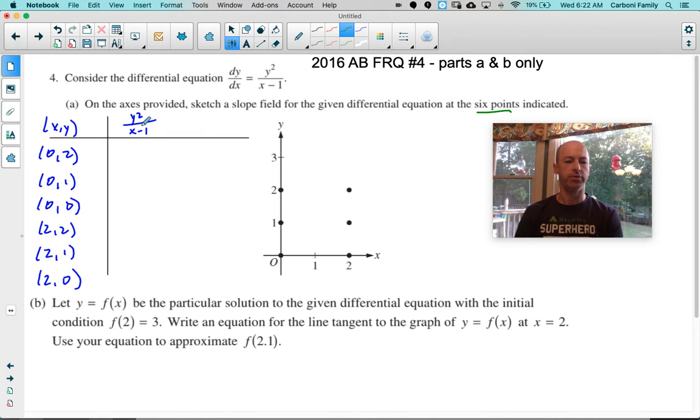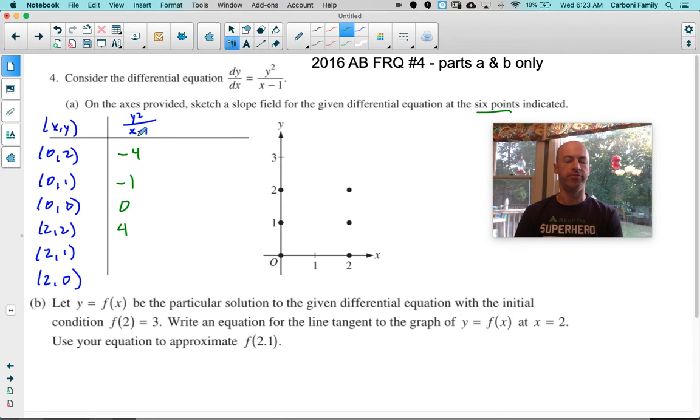So at the point (0, 2), if I plug in that, I get 4 over -1, so that's going to be a slope of -4. At (0, 1), that's 1 squared over -1, that's -1. At (0, 0), 0 over -1 is 0. Plug in (2, 2), 4 over 1 is positive 4.